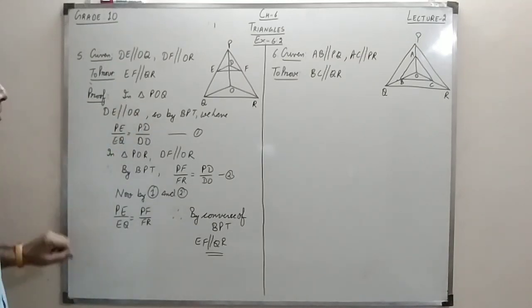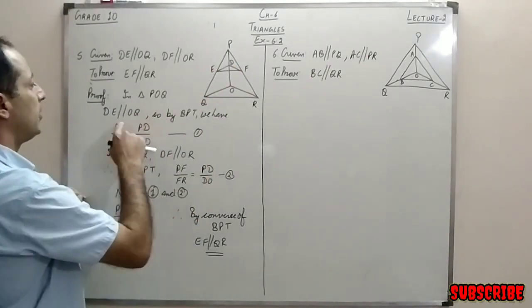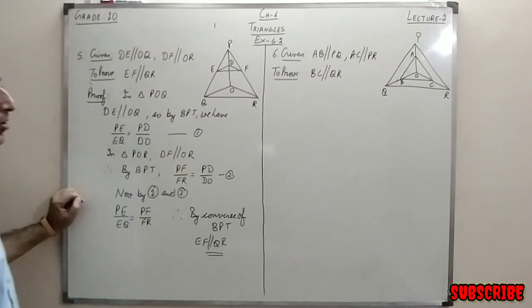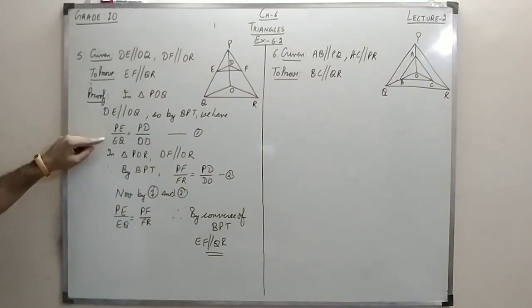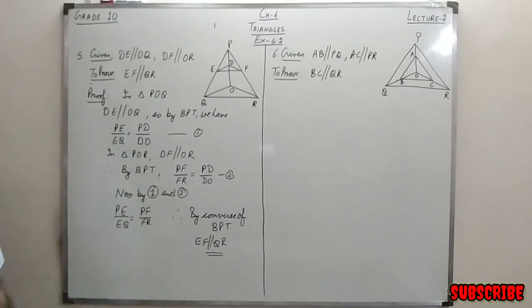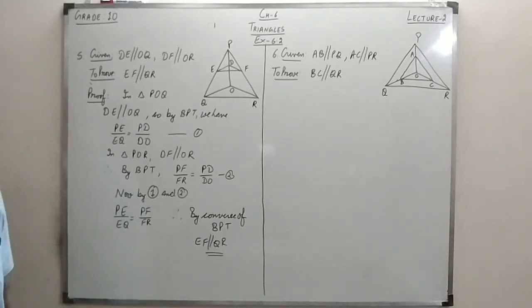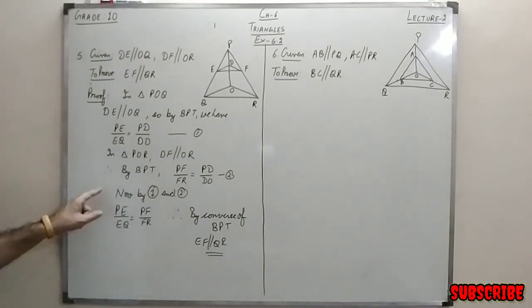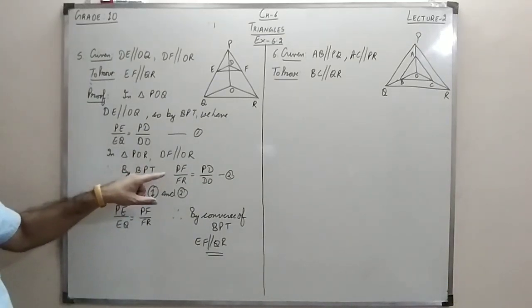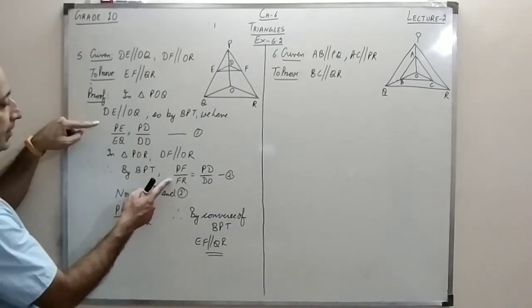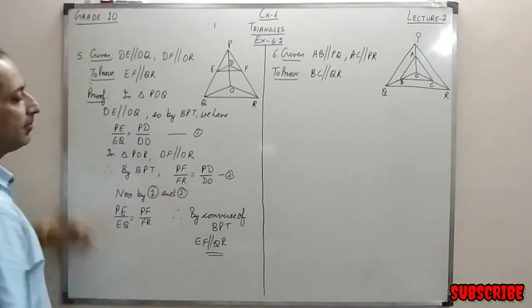In triangle POQ, it is given DE is parallel to OQ. So by BPT, that is basic proportionality theorem, we have PE upon EQ is equal to PD upon DO. We put this as equation number 1. Similarly, in triangle POR, DF is parallel to OR, which is given to me, and therefore again I can apply BPT, and I get PF upon FR is equal to PD upon DO. Now you can see in both these equations, the RHS is same, right?